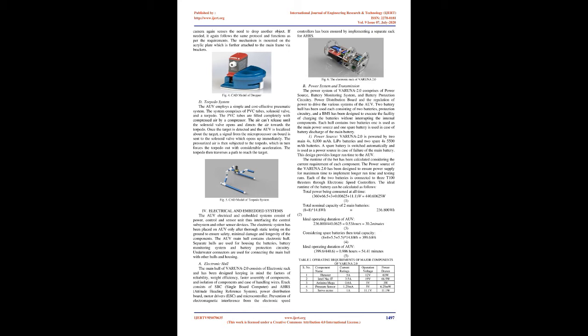ERAC consists of SBC, single board computer, and AHRS, attitude heading reference system, power distribution board, motor drivers, ESC, and microcontroller. Prevention of electromagnetic interference from the electronic speed controllers has been ensured by implementing a separate rack for AHRS. Power system and transmission. The power system of VARUNA 2.0 comprises of power source, battery monitoring system, and battery protection circuitry. Power distribution board and the regulation of power to drive the various systems of the AUV.